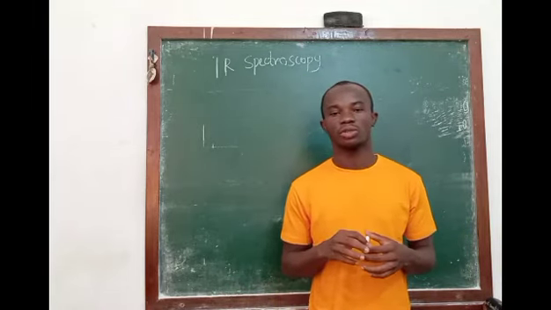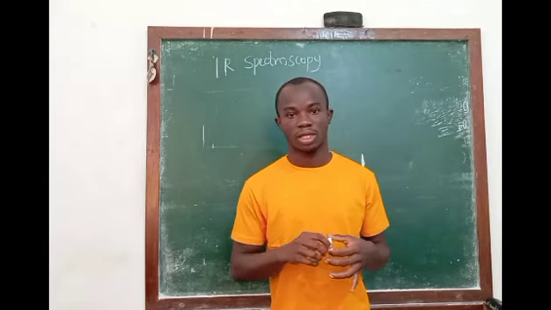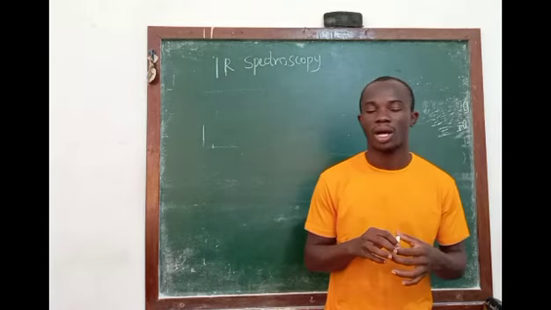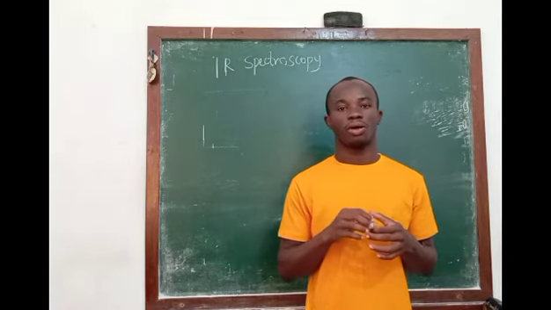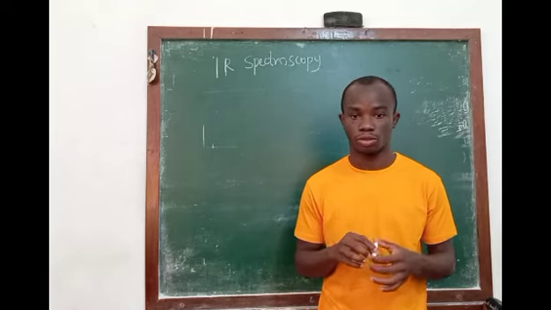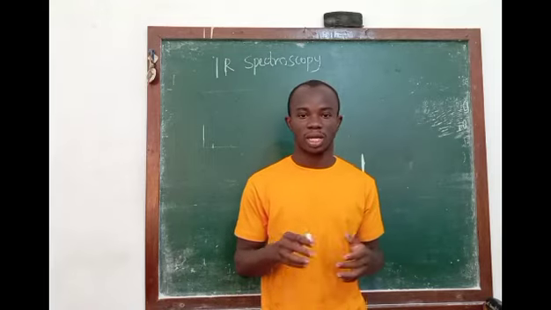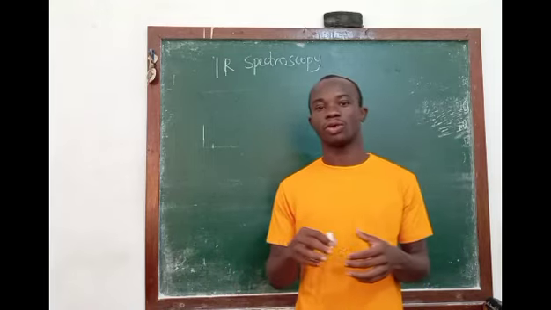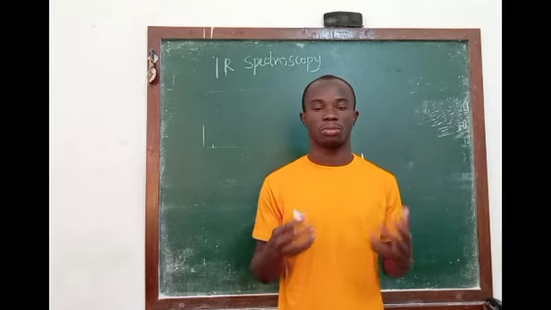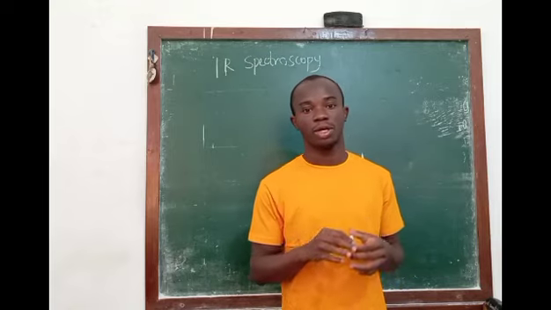Now, the functional group region contains mostly your stretching vibrations, that is, vibrations that have to do with the bond length, while your fingerprint region usually contains your bending vibrations, which have to do with the bond angle. But like I said, the major point of focus when you are trying to read an IR spectrum, probably for exam purposes, is the functional group region.